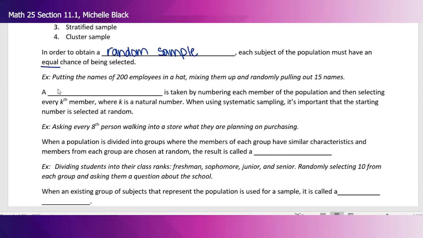A systematic sample is taken by numbering each member of the population and then selecting every kth member, where k is a natural number. When using systematic sampling, it is important that the starting number is selected at random. An example of a systematic sample could be asking every 8th person walking into a store what they are planning on purchasing.